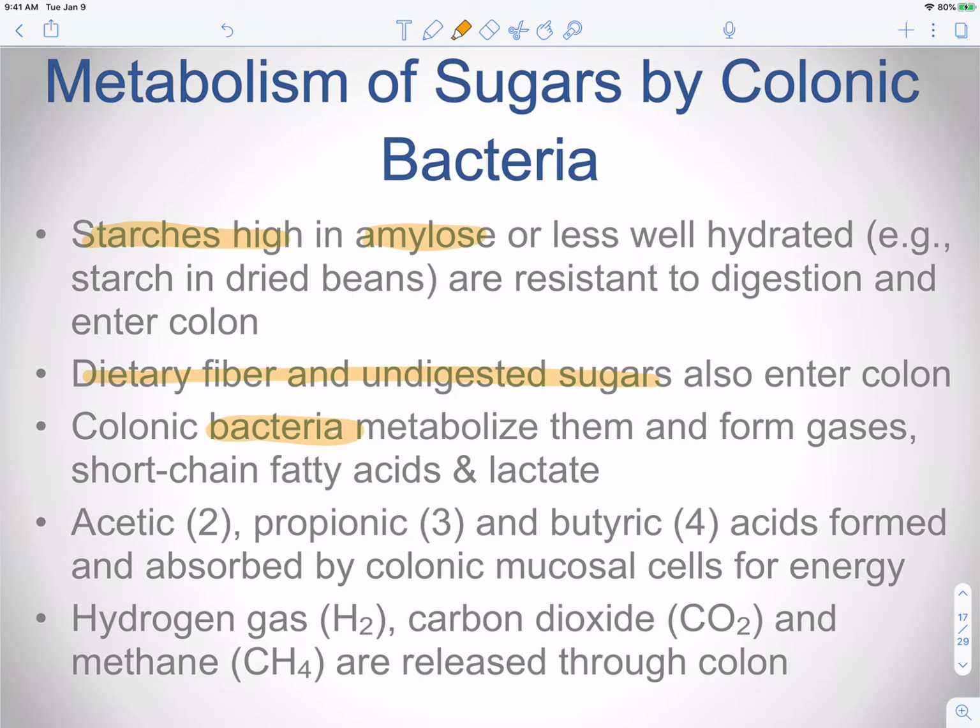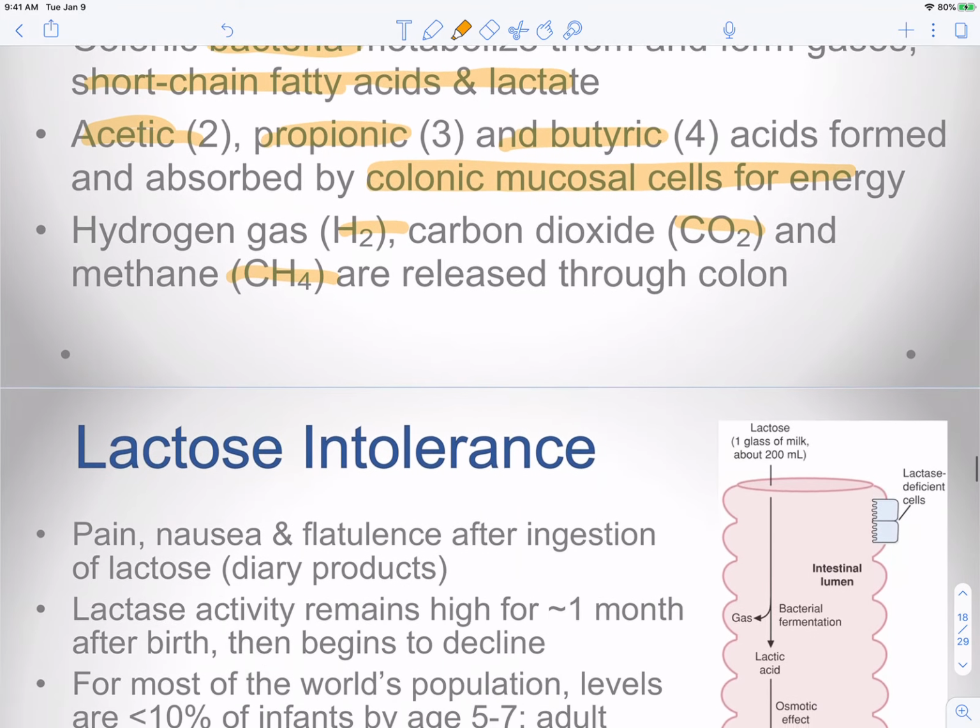They're going to release gases, as bacteria do. They're also going to release short-chain fatty acids and lactate. The short-chain fatty acids are going to be acetic, propanoic, and butyric acids. So 2 carbons, 3 carbons, and 4 carbons. And then these are going to be absorbed by the colon epithelial cells and used as energy. And then gases are going to be released through the colon due to the activity of bacteria.